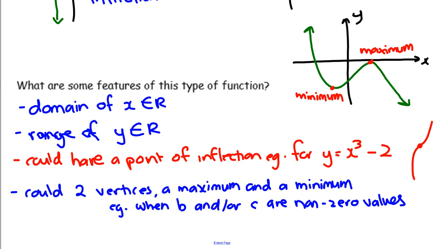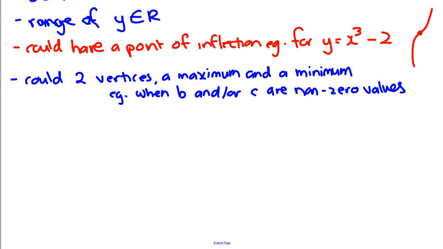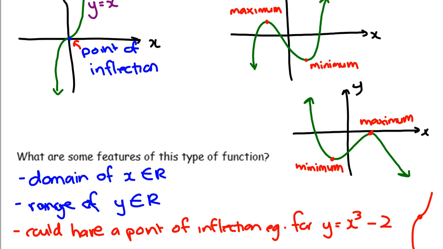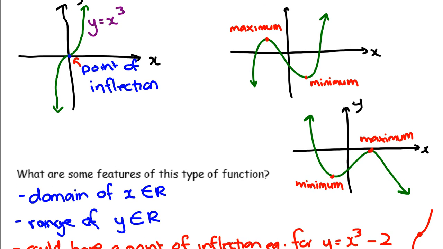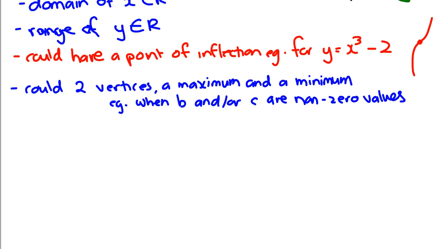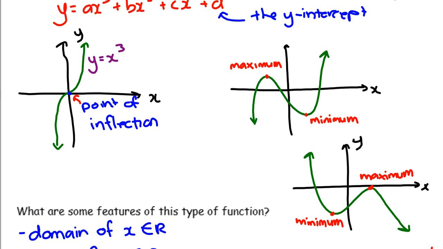What else do these graphs have? Have a little look. Have you noticed it's possible to have up to 3 X-intercepts? So do you see the one I've done here? We've got an X-intercept here, an X-intercept here, one here, and one here. So it's possible to have 3 X-intercepts.